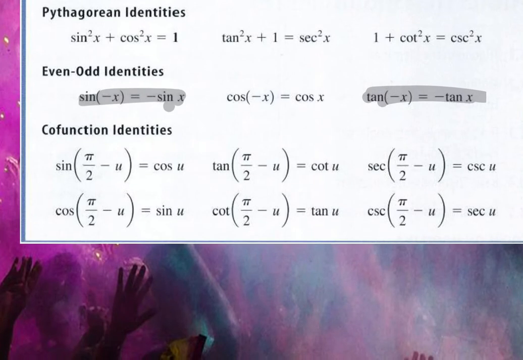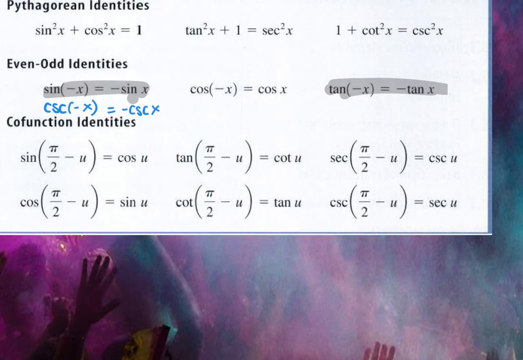And then their reciprocal functions follow suit. So if I had cosecant of negative x, I would replace it with negative cosecant x. If I had cotangent of negative x, I would replace it with negative cotangent x. And if I had secant of negative x, I replace it with a positive secant x. So cosine and secant are even functions. Even if it's negative, it will go back to the original, where the other two are odd. If it's a negative angle, that negative gets bumped to the front, okay?